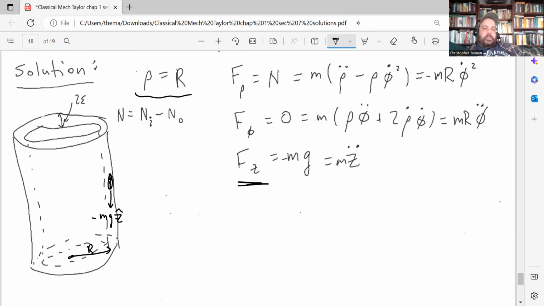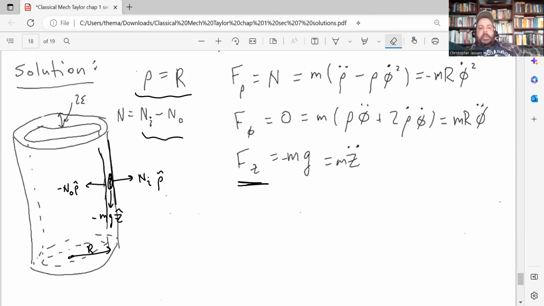You also have two normal forces. There's one normal force going this way. I call that N_i. This would be in terms of rho hat, and that's due to the inner wall here of the can or whatever. And then you also have another normal force pointing this way. That's from the outer side of the can pushing inward. The net normal force on the puck then would be N_i minus N_o. So here I'm just writing it as N.